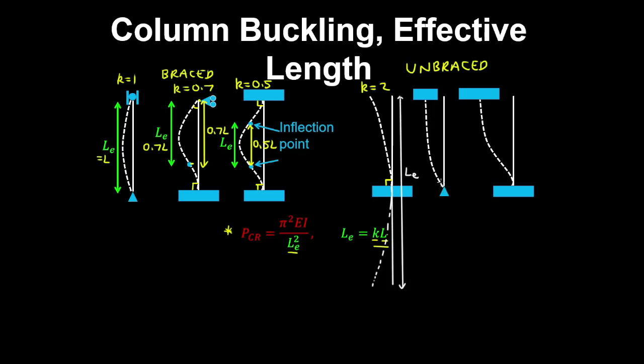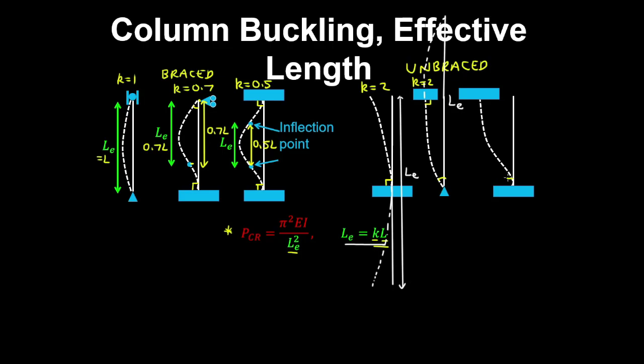And for this case with a pinned to a rigid support that can displace laterally, making the column unbraced, you'd also get k equals 2. So again, you can continue this column as follows, and it'll look something like this, with the effective length of 2L according to this equation.